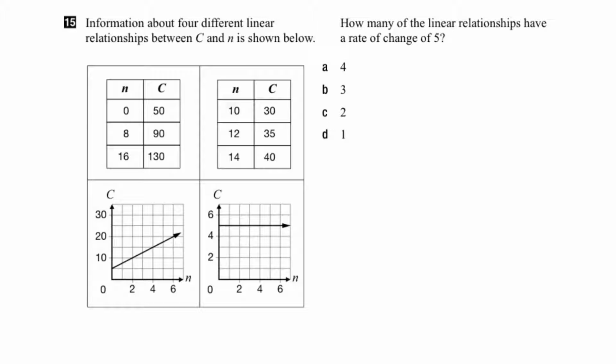In this question, we're given 4 different representations of linear relations, 2 of which are ordered pairs, and 2 of which are graphs. And we're asked to determine how many of them have a rate of change of 5. So for ordered pairs, we can figure out the rate of change by looking at the change in C divided by the change in N, where C is the dependent variable and N is the independent variable.